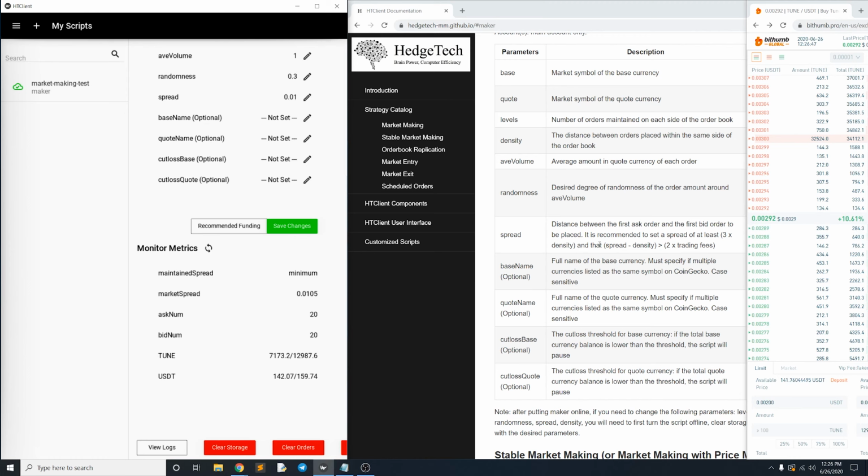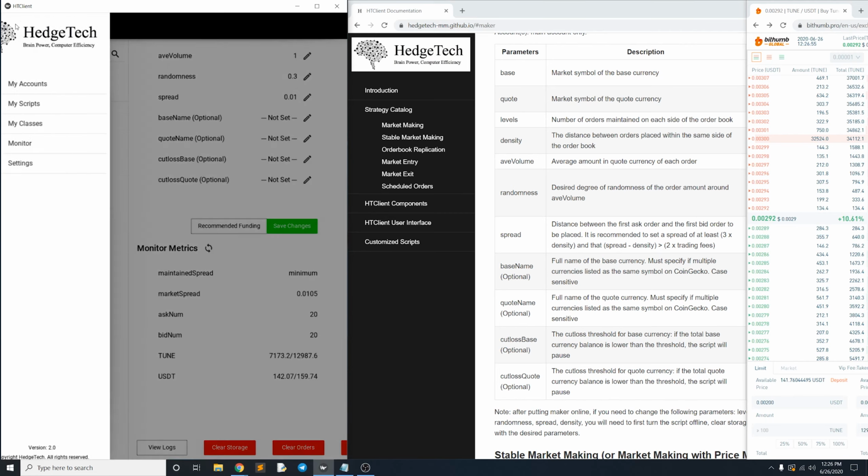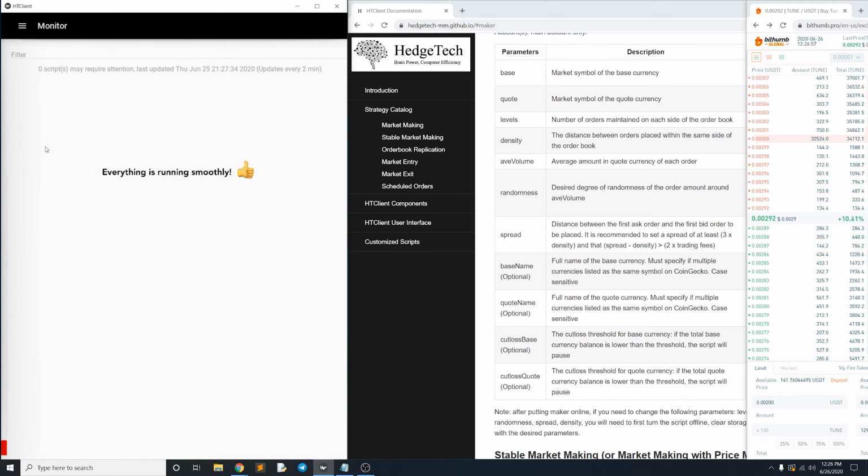And that's about it for setup. The algorithms are going to maintain these metrics 24/7, and you have very little monitoring to do. If you want, you can even have monitor at one glance on this page, and this will show any scripts that may require attention.